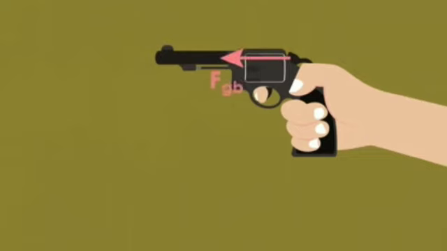What about when a bullet is fired from a gun? The gun exerts a force in the forward direction on the bullet and the bullet exerts a backward force on the gun. This results in the recoiling of the gun. This is a perfect example of Newton's third law. But if the force exerted by the gun on the bullet is the same as the force exerted by the bullet on the gun, then why doesn't the gun accelerate with the same acceleration as the bullet?